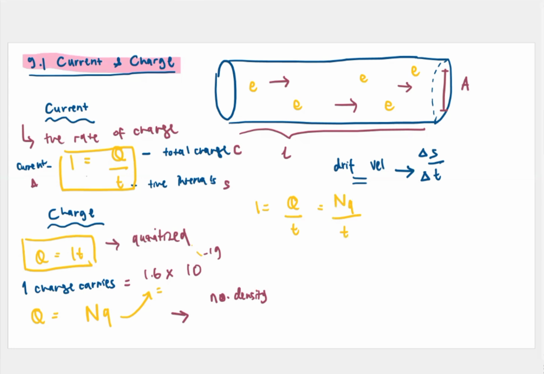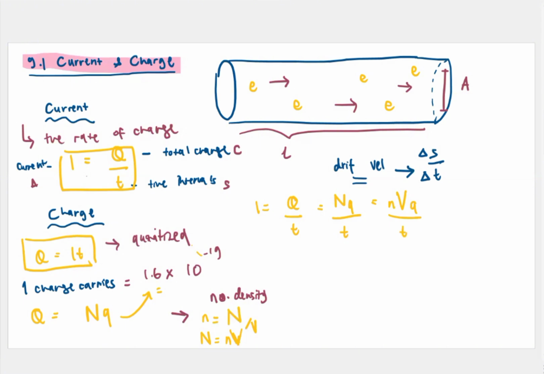So let's write that down. Number density, or n, is equal to number of charge carriers per volume. Did I say velocity before? Oh, my bad. It's volume, okay? So we could plug that in our equation directly. We could substitute the big N, the capital N, with this new equation. So, number density times its volume times its quantized charge per time is equal to I.